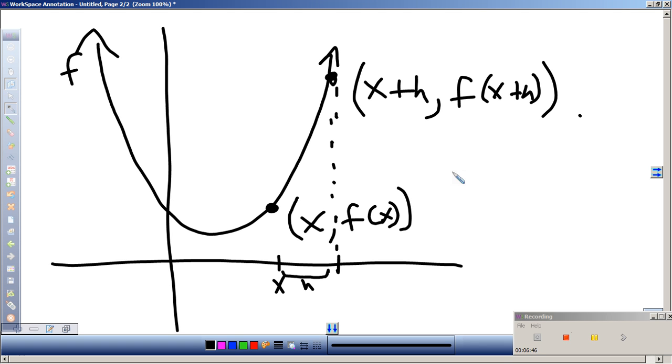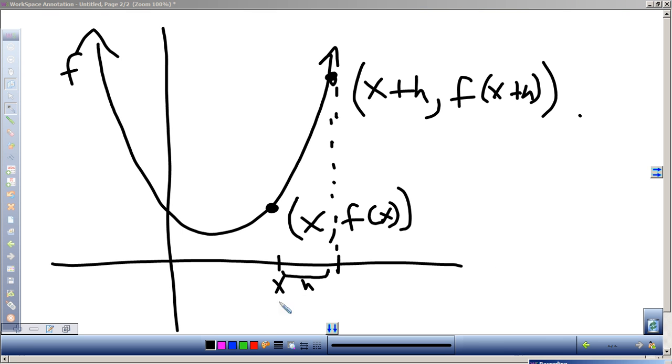Everybody with me on that? Where these came from? Because this is an important thing. If you're not sure, raise your hand. I can explain where these came from, why we're doing these. Okay, now we're going to do something you did back in Algebra 1, but in a much more advanced form. We want the slope of the line between these.